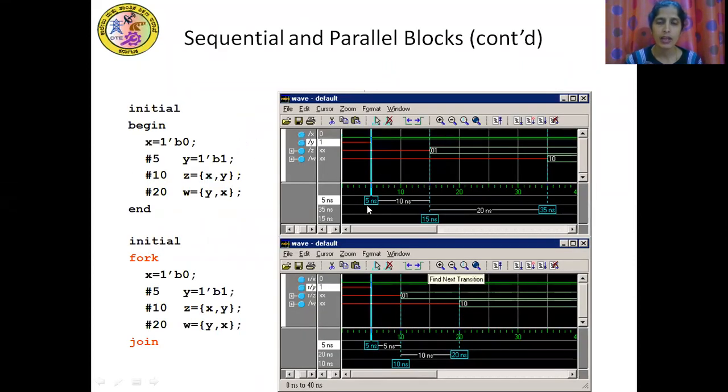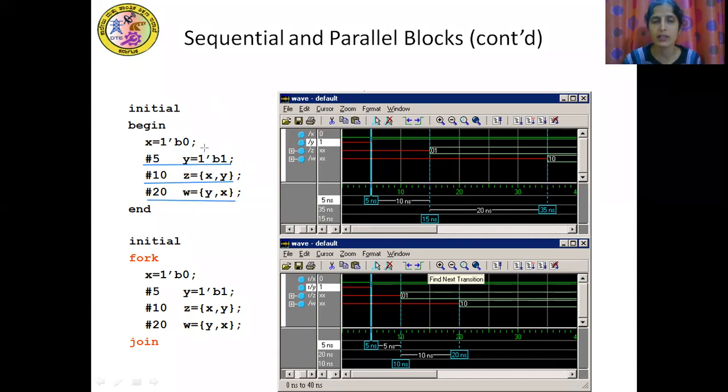Here we have a pictorial representation of the waveforms with respect to the examples we discussed just now. This is a sequential block and this is a parallel block. In this example of the sequential block, we came to know that the statements which are associated with delay will always block the execution of the next successive statement.